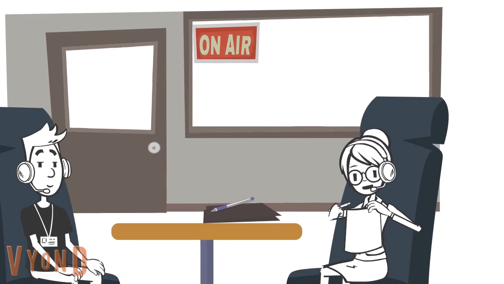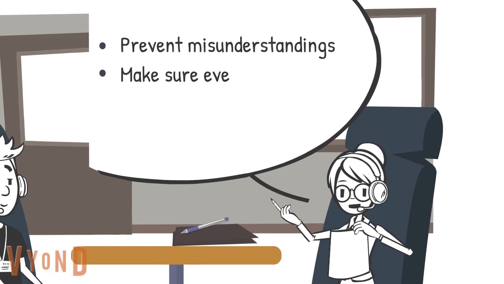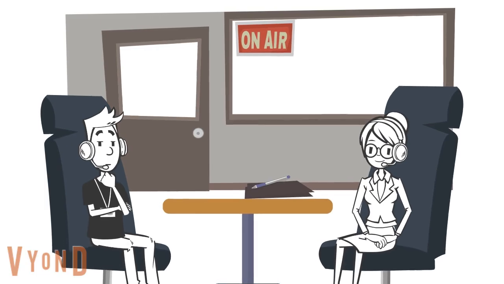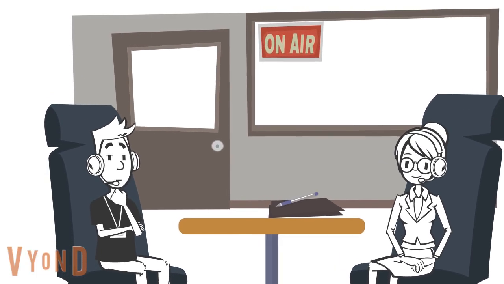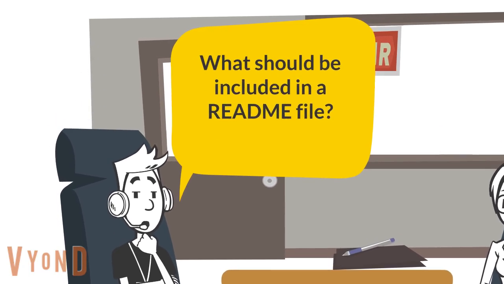When it comes to collaboration, README files can prevent misunderstandings and make sure that everybody interprets and uses the data in the same way. I agree. README files are definitely worth it. But what should we include in a README file? Is there a checklist or something?